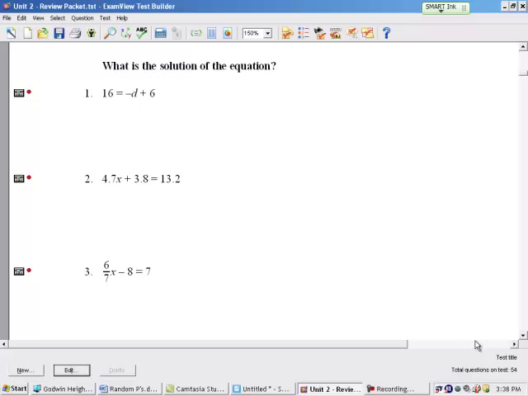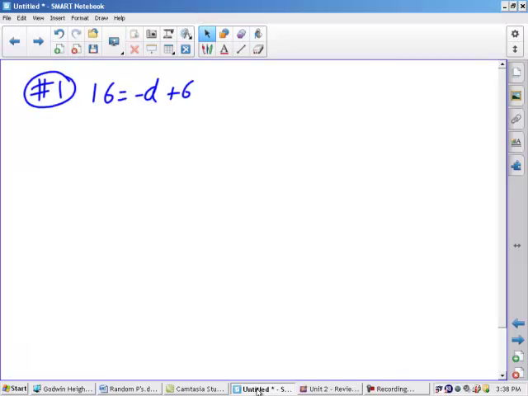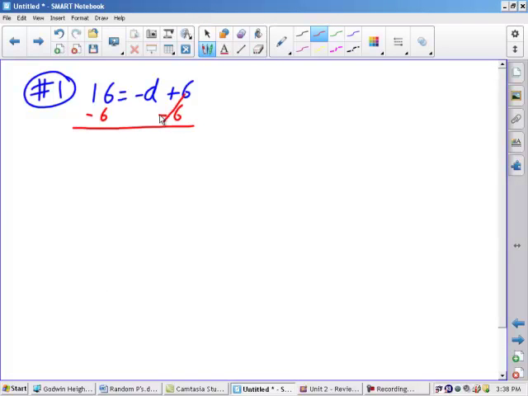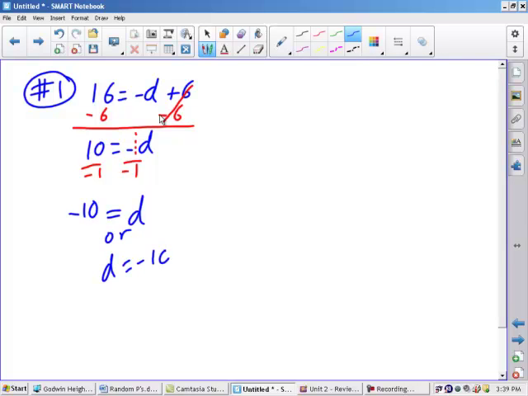Okay, for the second round, this is the short answer part where it says what is the solution of the equation. I'm going to start with number 1. Number 1 says 16 equals negative d plus 6. So first I need to subtract 6 from both sides. Cross my 6's out. I then have 10 equals negative d. I have that negative in front, so I can call it a 1 in front or a negative 1 in front. I then have to divide by negative 1 on both sides, and I'm left with d is equal to negative 10, and you are done.